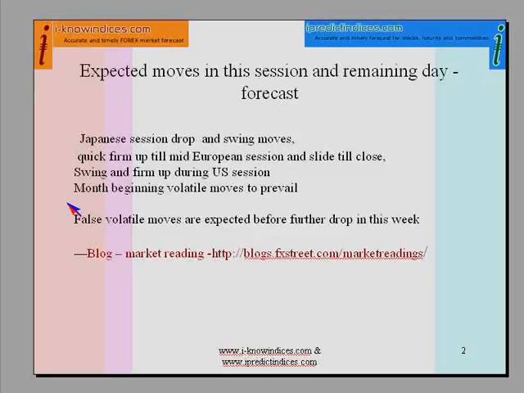So the forecast for today: Japanese session drop and then swing moves near the high. Then subsequently quick firming up move till mid-European session, and then slide till close of European session. And again a quick rise during gap time and also the start of the US session, and then drop.